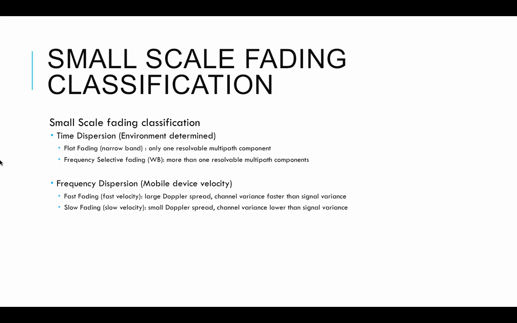And the other criteria is frequency dispersion, that is usually correlated with mobile device velocity or relative velocity to the transmitter or surrounding elements. Fast fading is a fast velocity of the receiver that causes a larger Doppler shift. The channel variance is faster than the signal variance, and vice versa, slow fading is a slower speed, small Doppler spread, and lower channel variance.